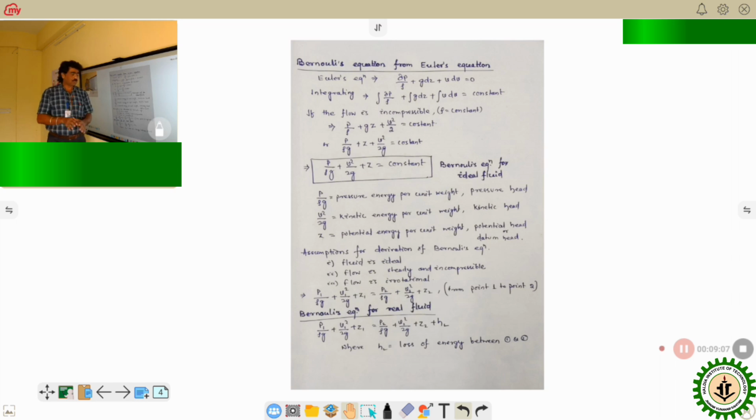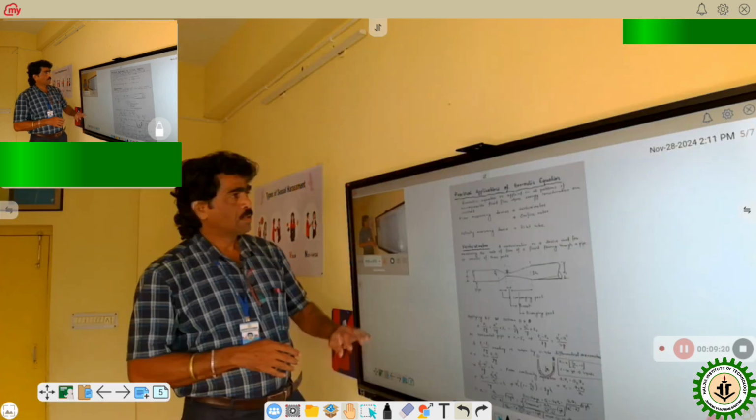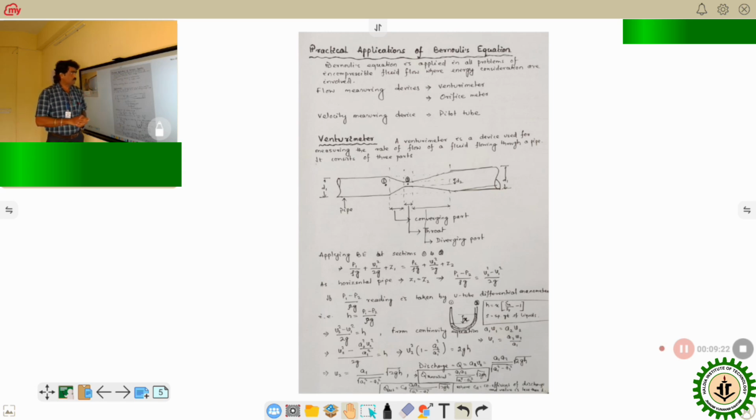If it is ideal condition, no losses will be there. If it is real condition, then losses will be coming. So after knowing this energy conservation equation for this flow kinematics, then we will go for its application, where we are using the Bernoulli's equation.